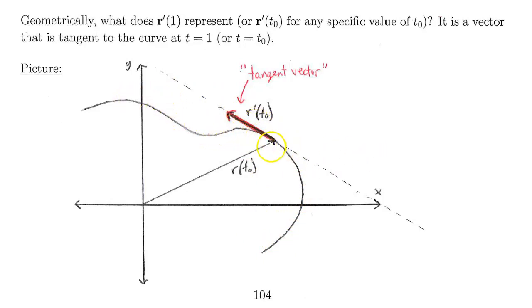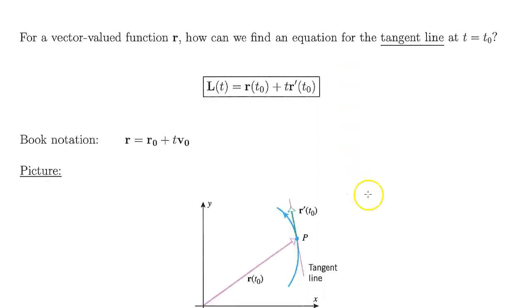But r prime of t naught will be a tangent vector at r of t naught. So for a vector valued function r, how can we find an equation for the tangent line at t equals t naught for some value of t naught? So maybe t naught is 1 or 5 or whatever.